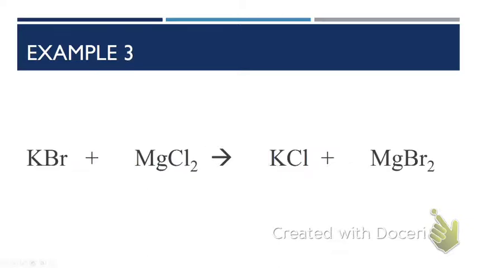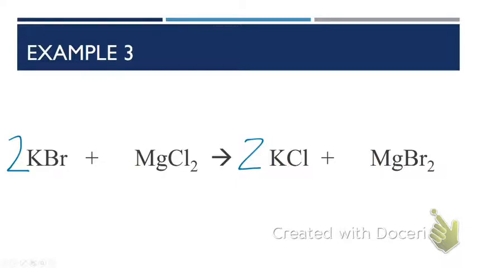In our third example, it's a little bit longer, but I still take it 1 element at a time. Got 1 K here, 1 K there, okay. Br is 1 on this side, 2 on this side. So I am going to have to fix that up by putting a 2 here, but that also messed up those K's that I just had. There's 2 K's now, so I'm going to come over here and put a 2 here so that I get 2 K's there.